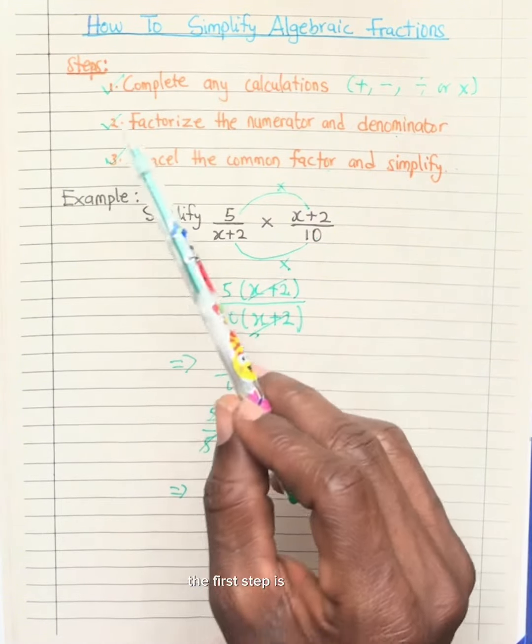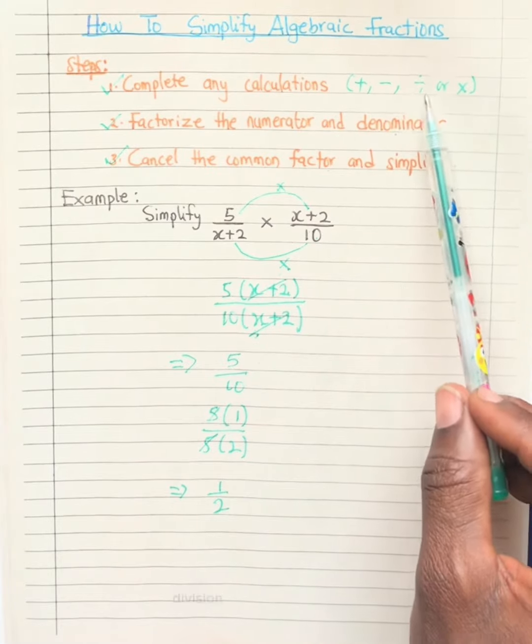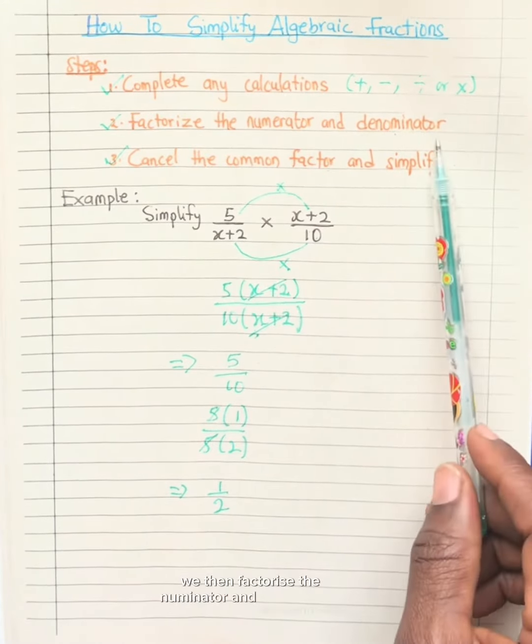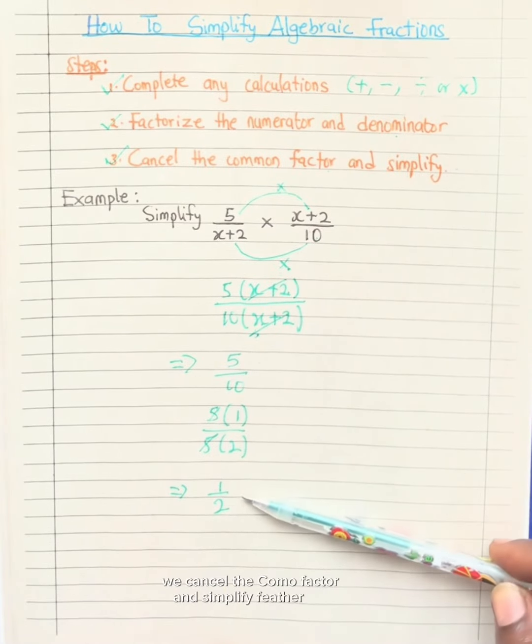The first step is you complete any calculations, being addition, subtraction, division, or multiplication. We then factorize the numerator and denominator. We cancel the common factor and simplify further, if any.